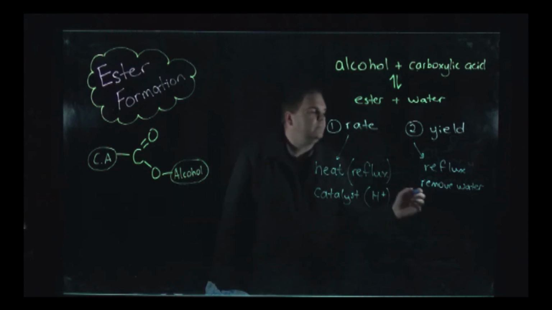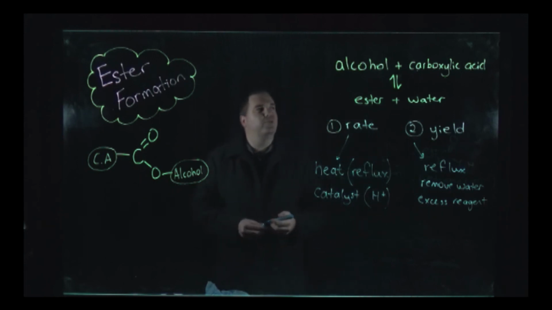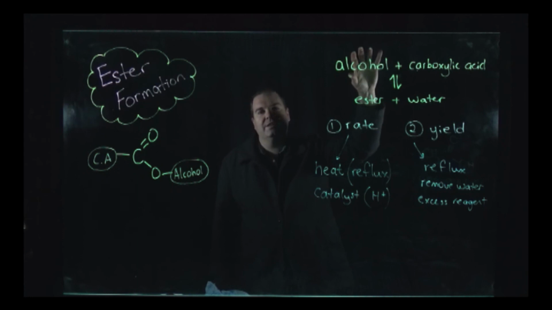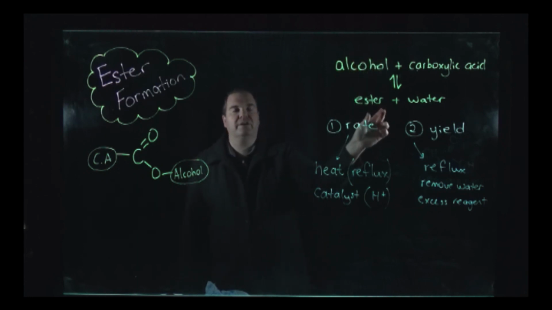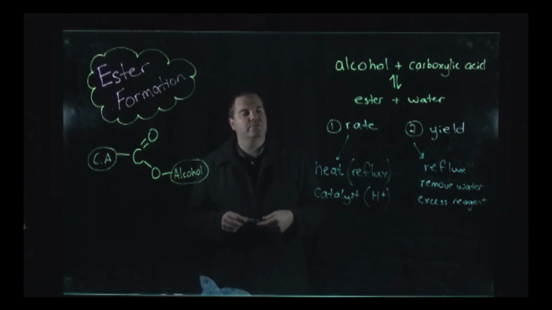The other way is using excess of one reagent, or one reactant. So if we put in a whole excess of the alcohol in there, increase in concentration here, equilibrium shifts to the product side to decrease the concentration there, which means that you get more yield as well.